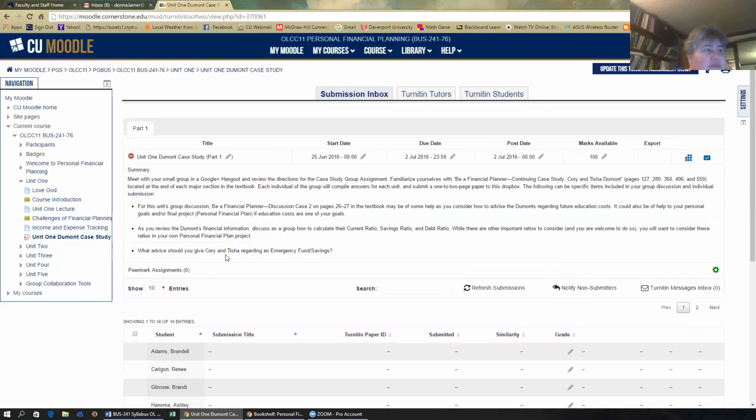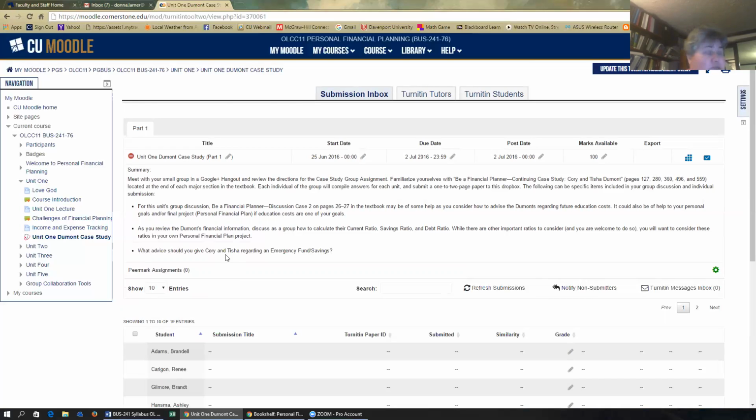Cornerstone's trying to do some different things with groups. One, it's always been annoying to try to figure out how to get the group together, and then who's going to post for the group, and what if somebody doesn't do her part, and then she's going to get a score for it, and she doesn't really deserve the score because we all did the work and she didn't participate. Here's the nice thing. You're going to turn in your own stuff.